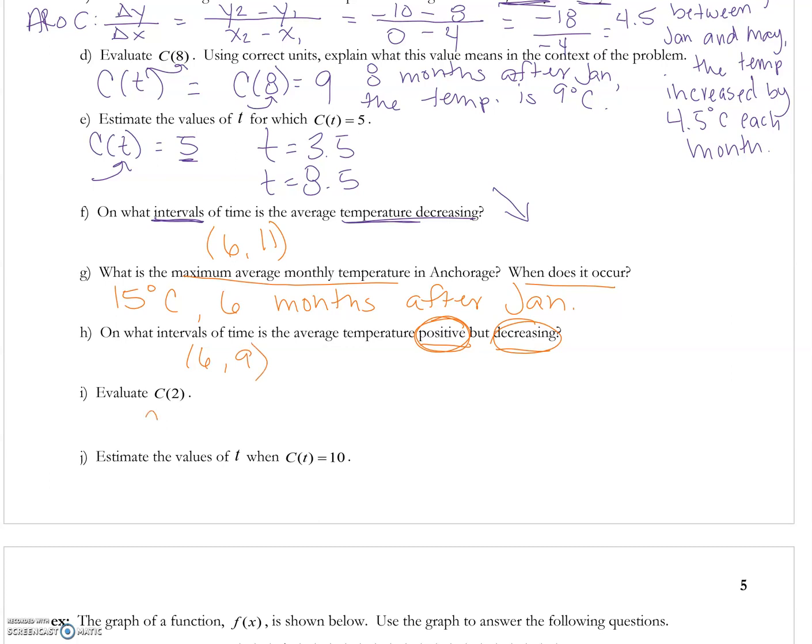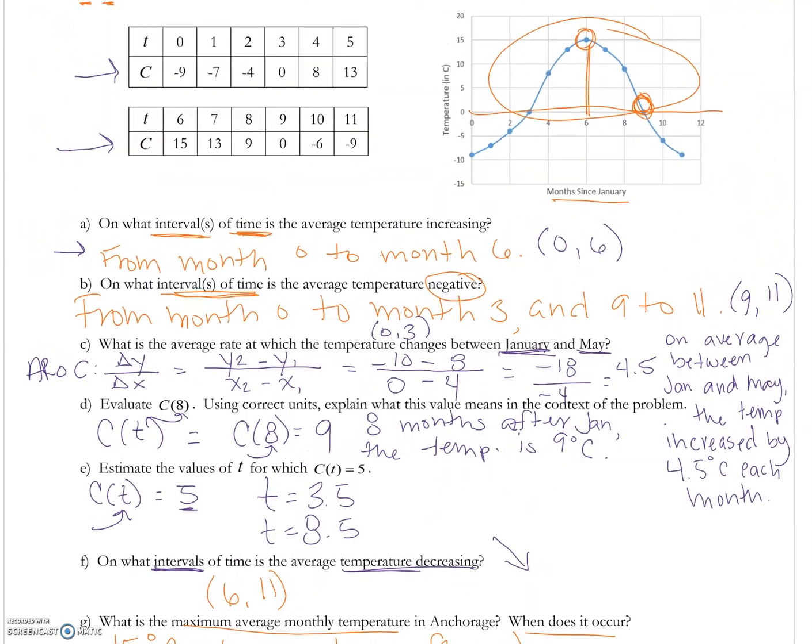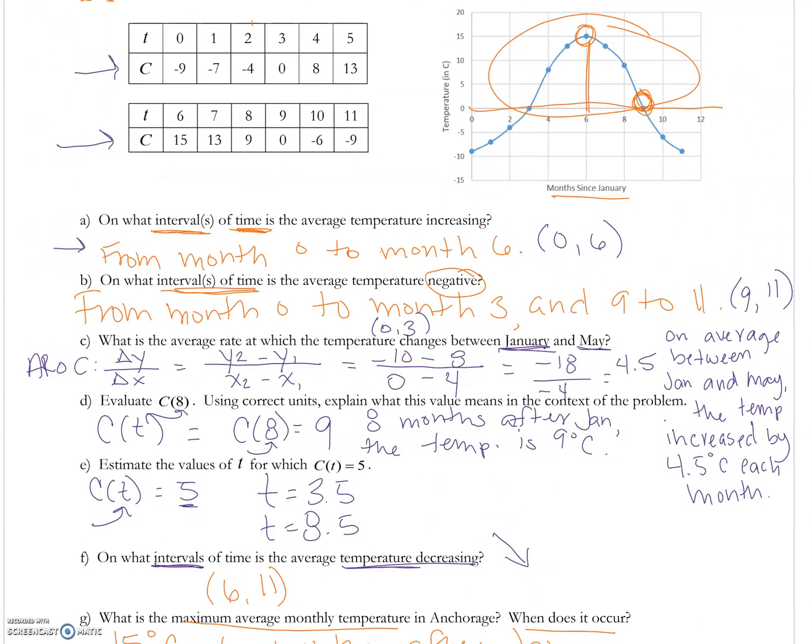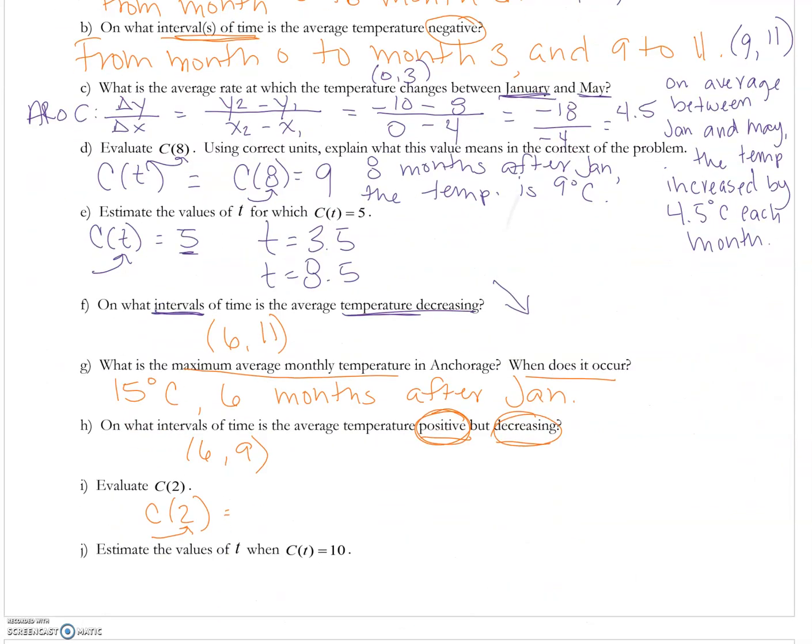Part I, evaluate C of 2. Just like we did up above, this 2 is the time, and I'm looking for the temperature. So if I look at my table, when t is 2, the temperature is -4.